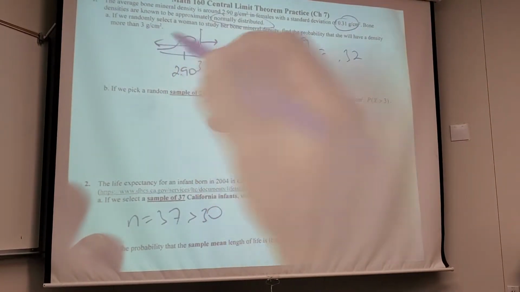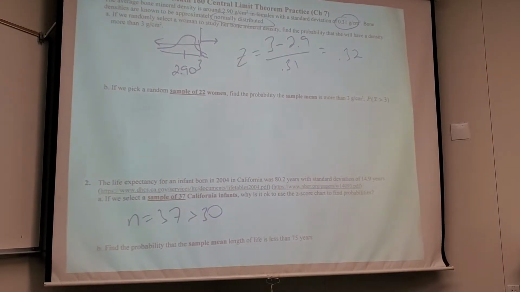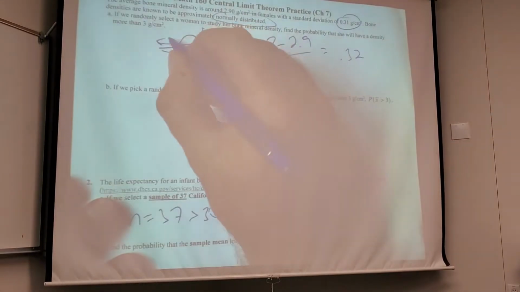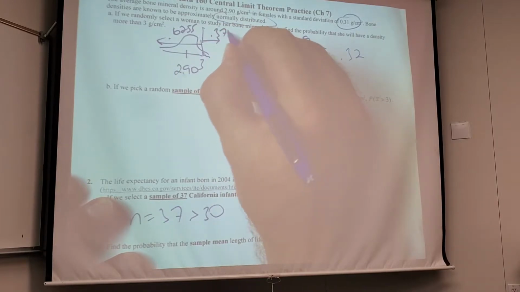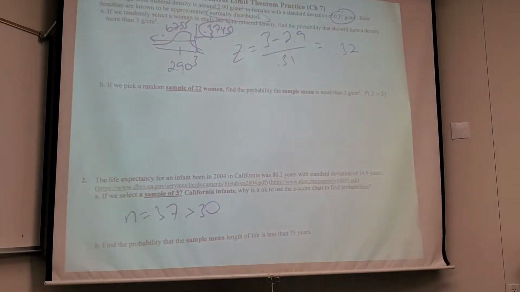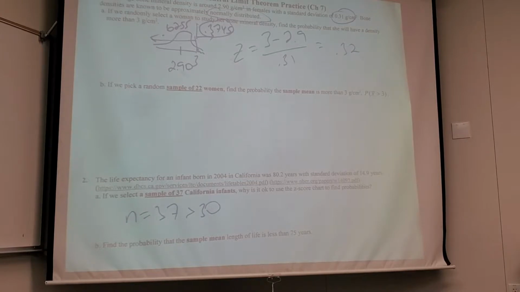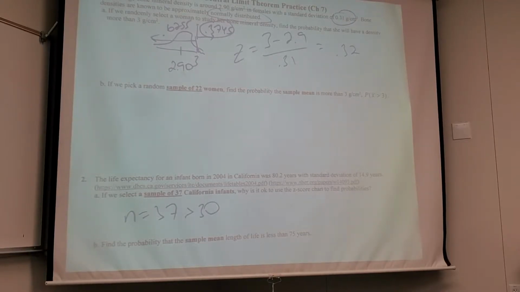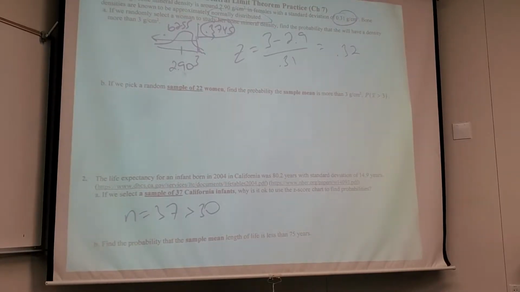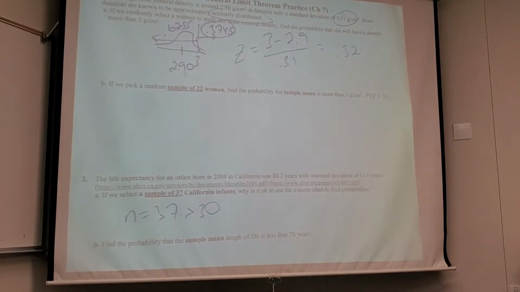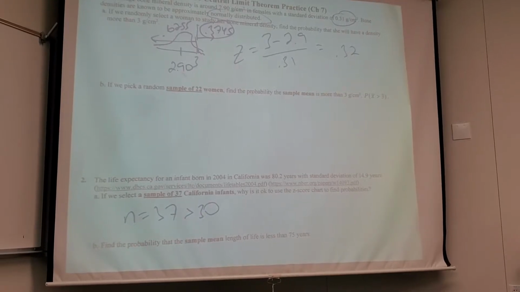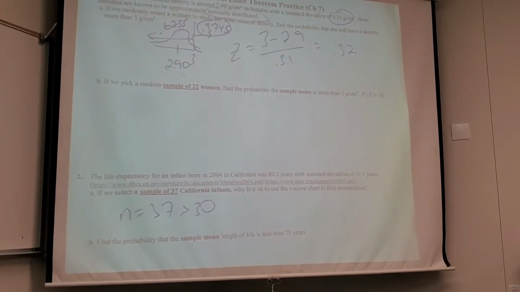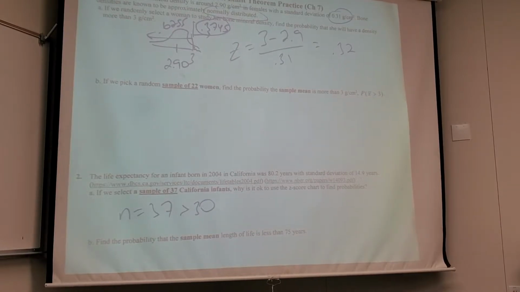And then who knows what we got? We looked up 0.32 and we got 0.6255, and then we did 1 minus that to get 0.3745. So about 37.5% chance that a woman would have a bone density greater than 3. She's got some Wolverine bones going on, right? Maybe not quite, it's not that far away. Or you could say about 37.5% of all women have a bone mineral density greater than 3 grams per square centimeter.